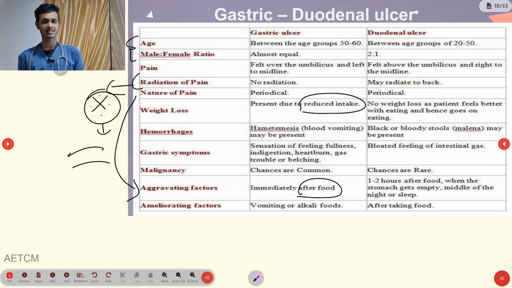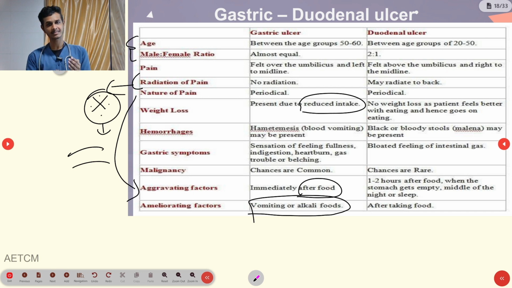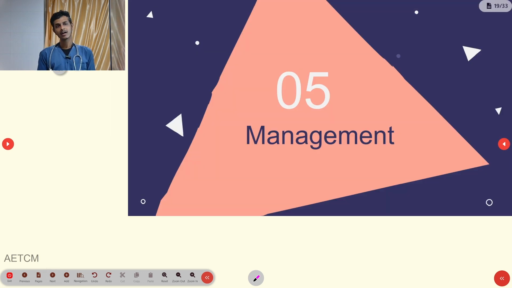But in the case of duodenal ulcer, the person may feel only a bloating feeling because of the gas. And then malignancy: in gastric ulcer there is a higher chance, but in duodenal ulcer there will be a lesser chance. And finally there is the palliative or relieving factor. For gastric ulcer, if you vomit or if you take alkali food, that will reduce the intensity of pain, but in duodenal ulcer, if you take food, for the first 1 to 2 hours the person may feel reduced pain. So, this is the ameliorative or palliative factor.